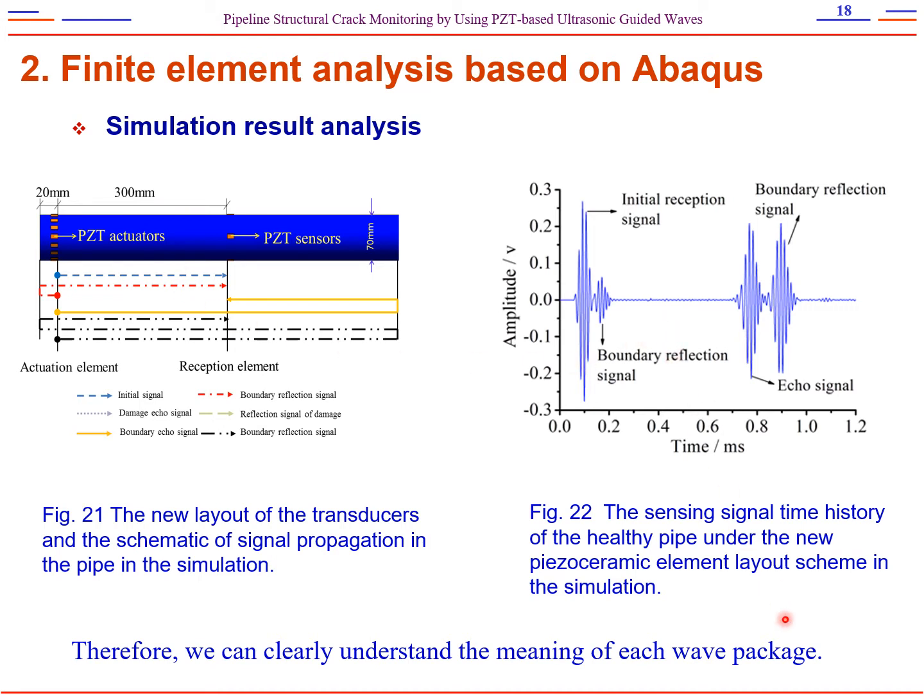And here is the sensing signal time history of a healthy pipe and the new piezoceramic element layout in the simulation. We can clearly see there are 4 packages, and this is the initial reception signal. It means the wave propagation from here to here, and this is the boundary reflection signal, and this is the echo signal, and the last one is the boundary reflection signal. Therefore, we can clearly understand the meaning of each wave package.